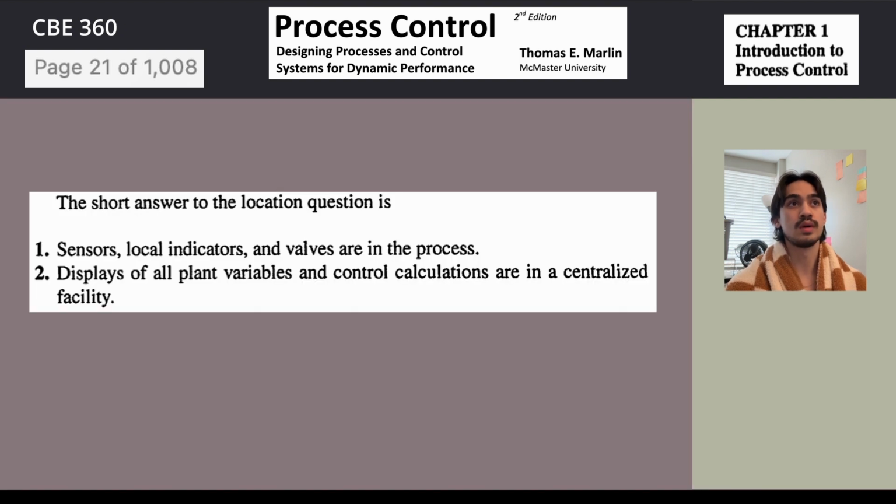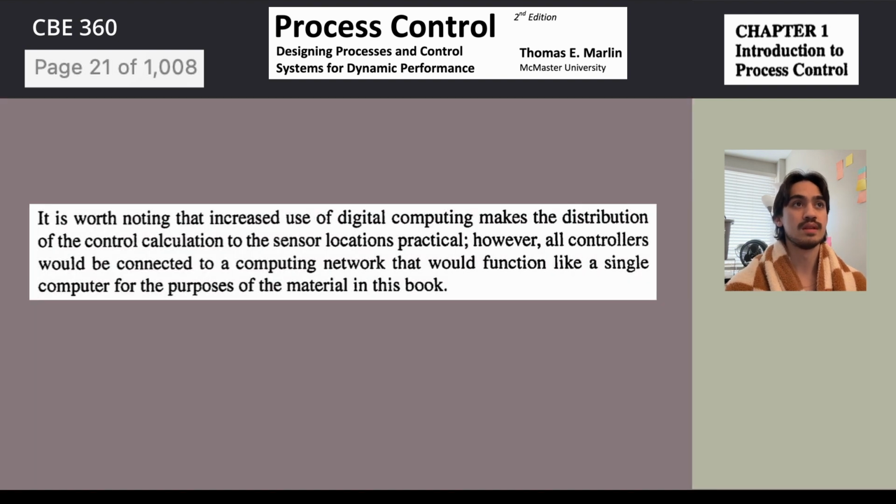The short answer to the location question is: 1. Sensors, local indicators, and valves are in the process. 2. Displays of all plant variables and control calculations are in a centralized facility. It is worth noting that the increased use of digital computing makes the distribution of the control calculation to the sensor locations practical. However, all controllers would be connected to a computing network that would function like a single computer for the purposes of the material of this book.